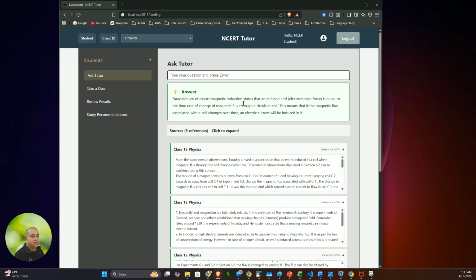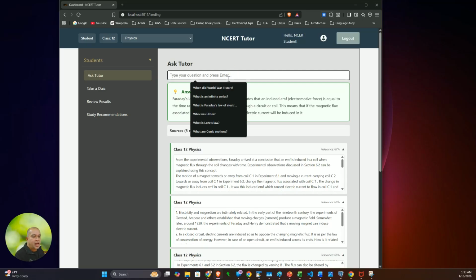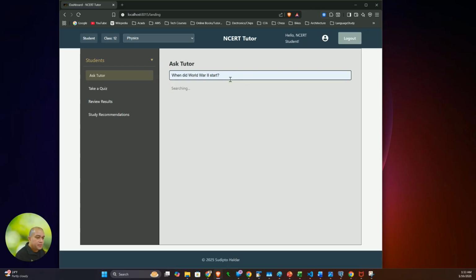So let's ask it a question, the answer to which is easily available on the internet. And let's see whether the tutor is able to answer that. It does not answer the question, which tells us that it's referring only to our course curriculum to provide its answers. This is expected behavior. With that, let's move to the next component, which is the quiz.